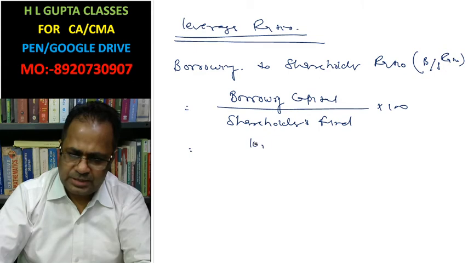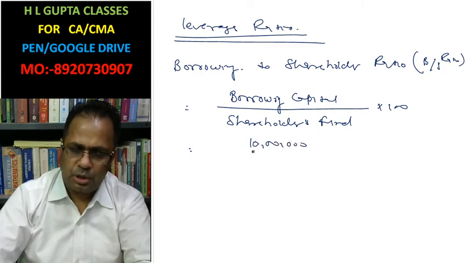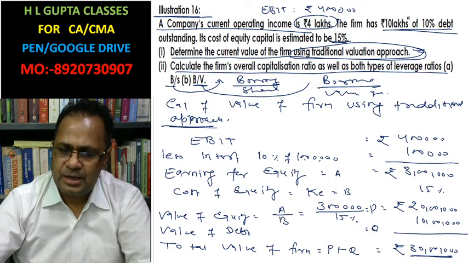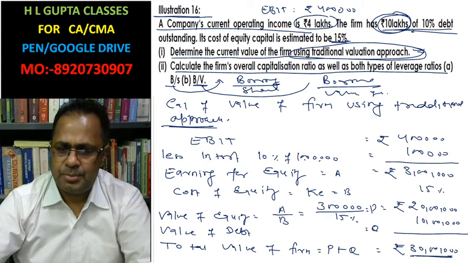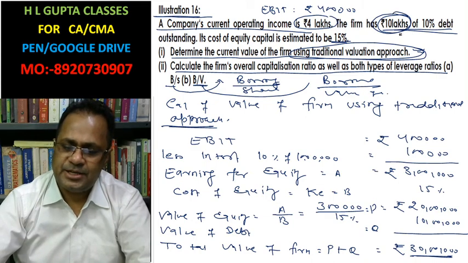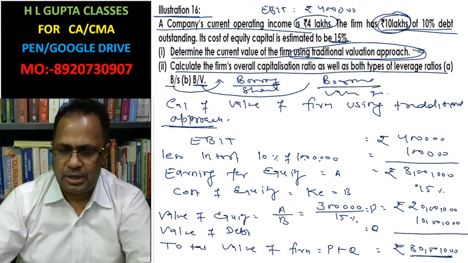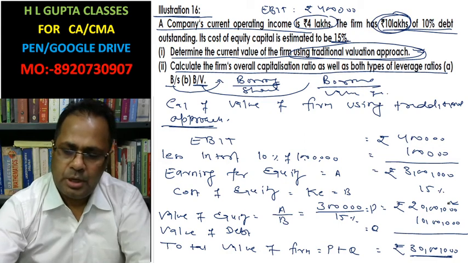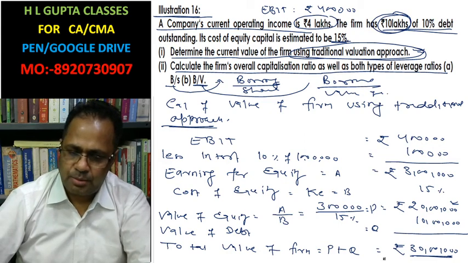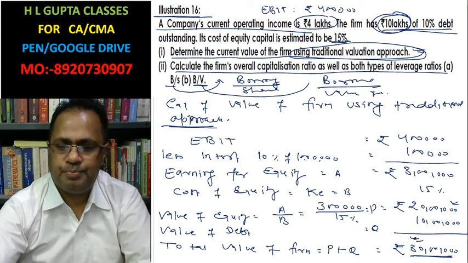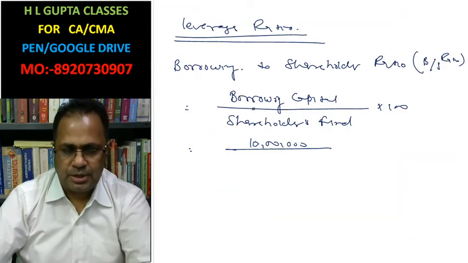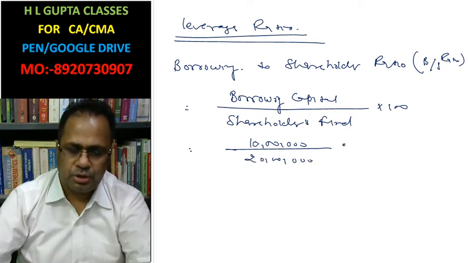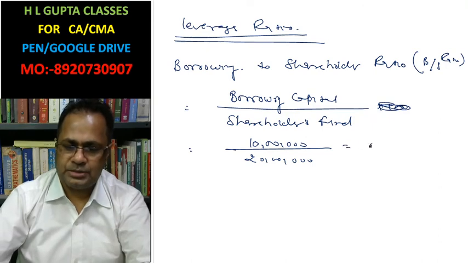Total borrowing fund is 10 lakh. How is the total borrowing fund 10 lakh? Please look at it. The borrowing fund is 10 lakh here at the rate of 10%. Debt funds, and shareholder funds we have already calculated as 20 lakh. And the value of the firm is calculated as 30 lakh. This is 20 lakh. That is 0.50.